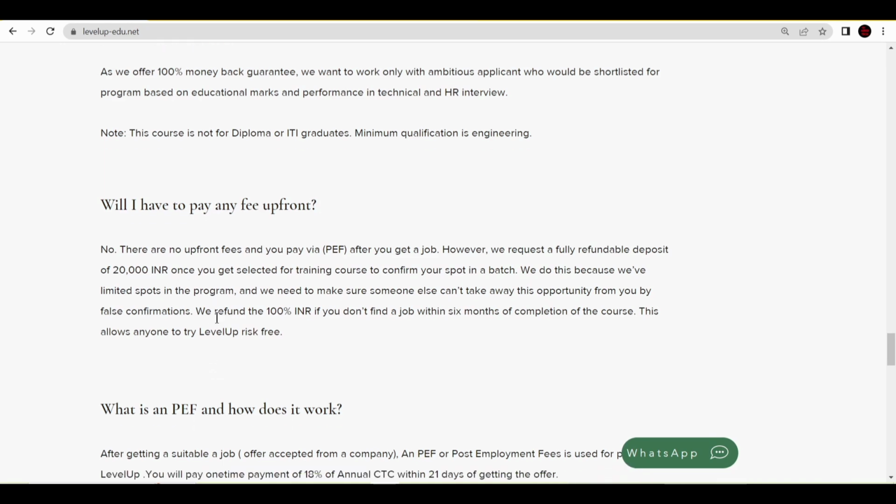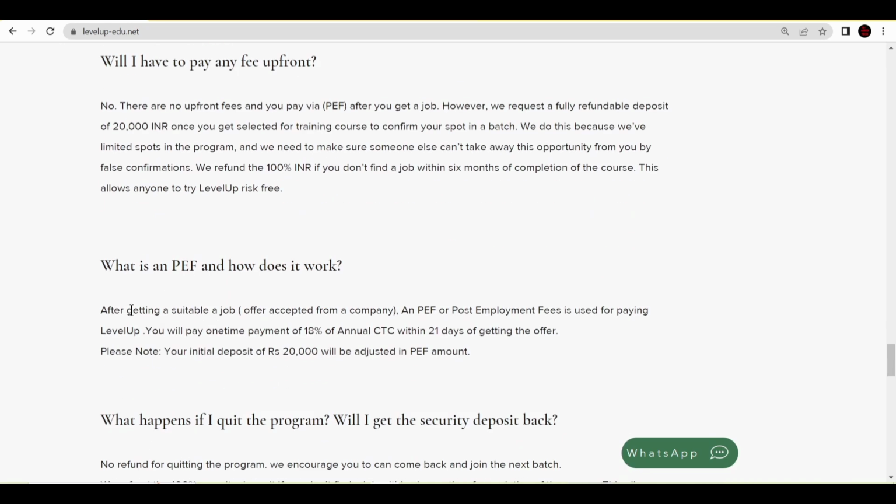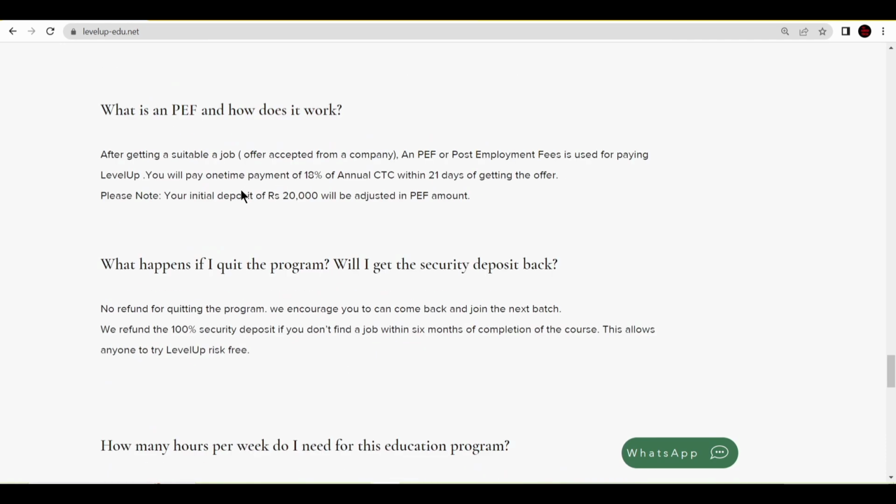Now you might be asking, what exactly is PEF? After getting a suitable job, an offer accepted from a company, PEF or post-employment fees is used for paying Level Up. So what exactly is it? You will be paying a one-time payment of 18% of your annual CTC within 21 days of getting the offer. Please remember that your initial deposit of 20,000 will be adjusted in the PEF amount. So if you get a job, then the 20,000 that you have paid as a prerequisite will be subtracted from this PEF amount.